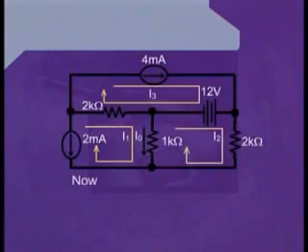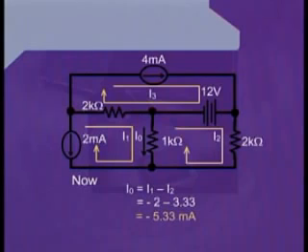Now, in order to find I0, we know that the two currents I1 and I2 are flowing in opposite directions through the boundary branch. Therefore, we can write I0 is equal to I1 minus I2. Putting the values for I1 and I2 into this equation, we have I naught is equal to minus 2 minus 3.33. Therefore, I naught is equal to minus 5.33 milliamperes.